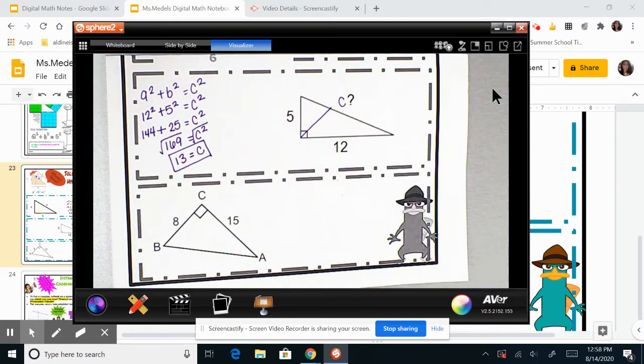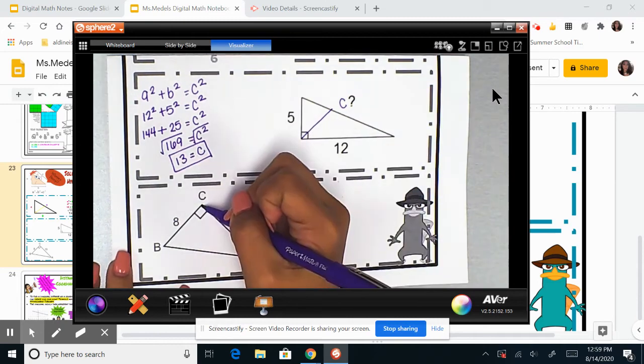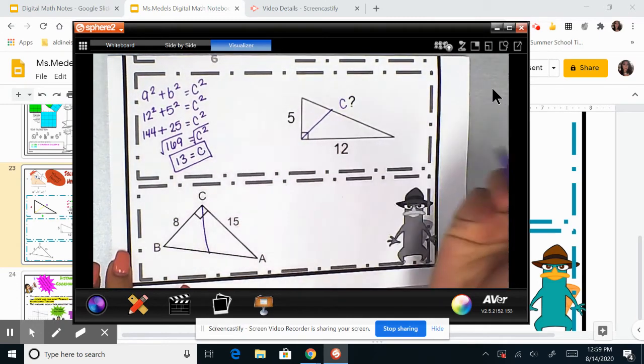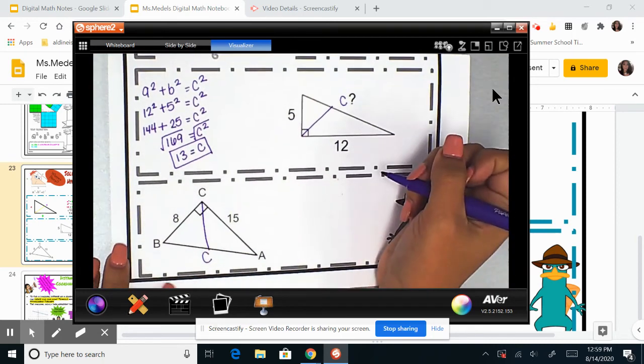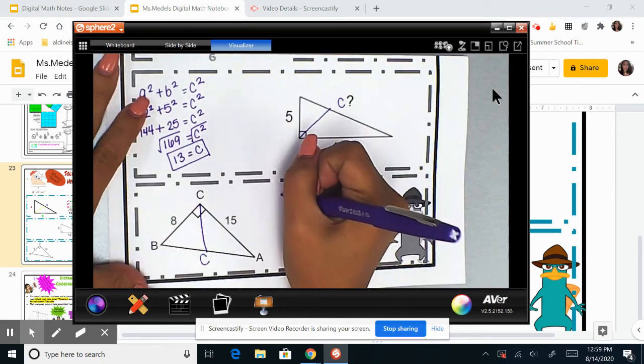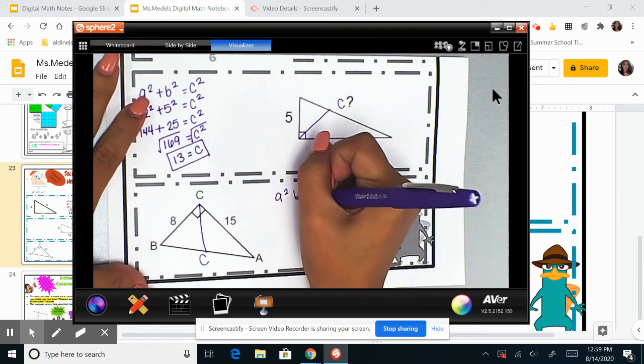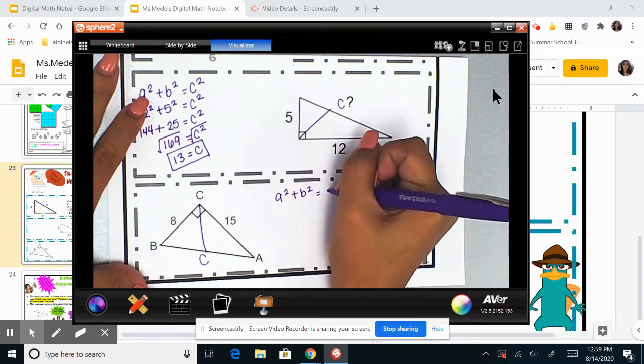Okay, let us look at example 2. On example 2, notice my triangle is not perfect, but I can still figure this out. I can find where my right angle is at and go straight across. I know that whatever line it touches, that is my C. So that's what I'm looking for. So here's my formula again: A squared plus B squared equals C squared.